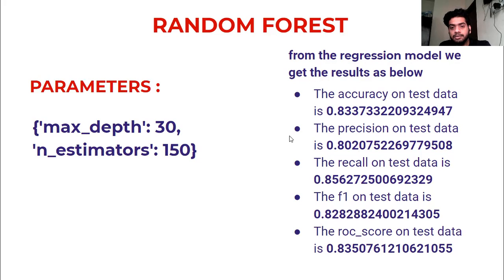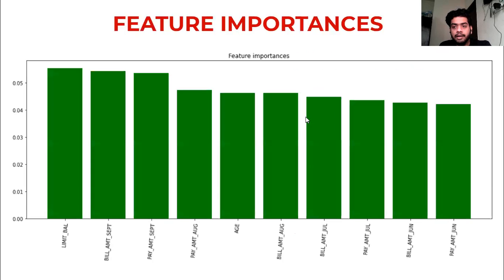In the random forest, we get a good result in recall value, that is 0.85, and ROC score also 0.83. And from this random forest classifier, we get the best features which affect whether a customer is going to default or not. First is limit balance, and next are bill amount in September, pay amount in September, and pay amount in August. These are the most important features.